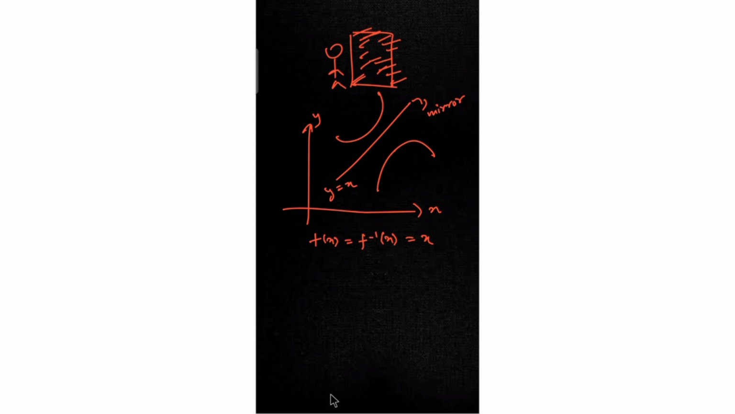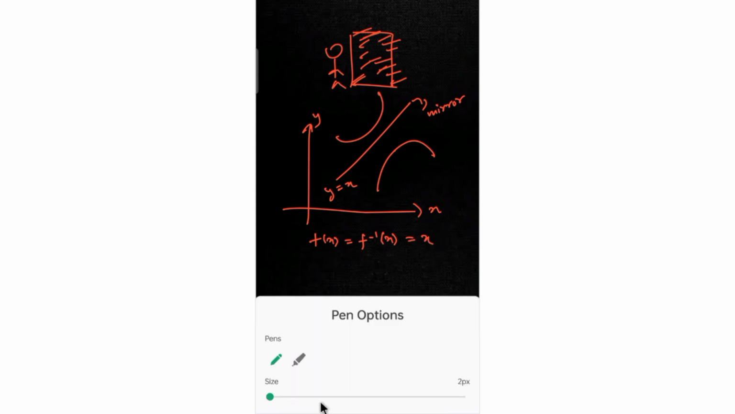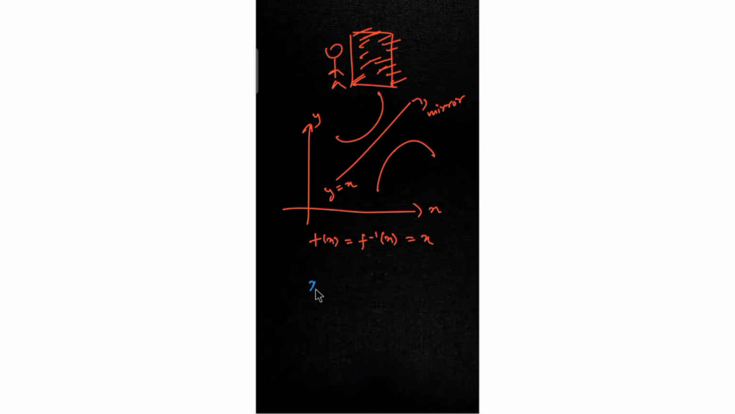So f of x is equal to f inverse of x means that they both must be equal to x. So I can just equate my function, that is x cube plus 3 by 8, to x. So what do I get? x cube minus 8x plus 3 is equal to 0. So this is a cubic equation that I finally have got. Sorry, this should be 8x cube also. So 8x cube minus 8x plus 3 is equal to 0.